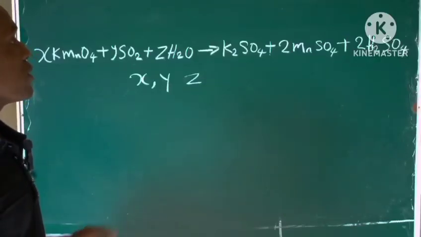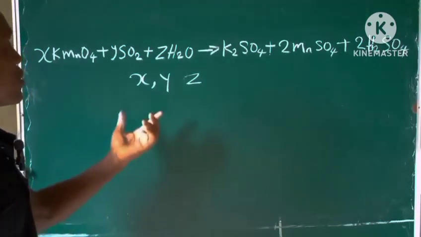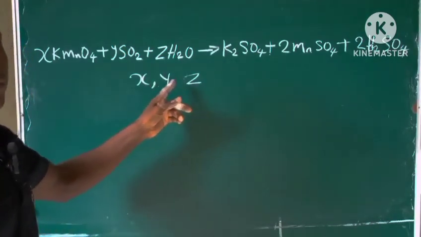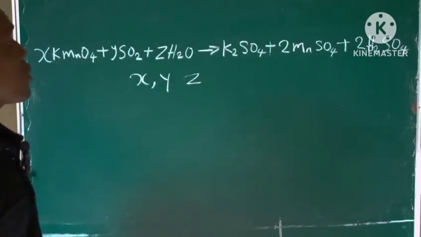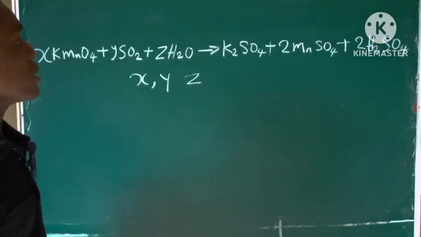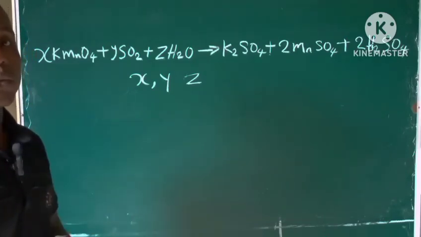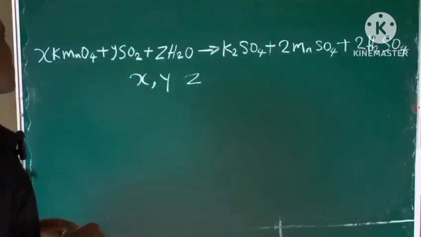So this is another video under balancing of chemical equation. If you look at the board, you will see that we are asked to find the value of x, y, and z. If you come across this type of equation in chemistry, what they are asking you is to balance the chemical equation. Okay, so let's start.